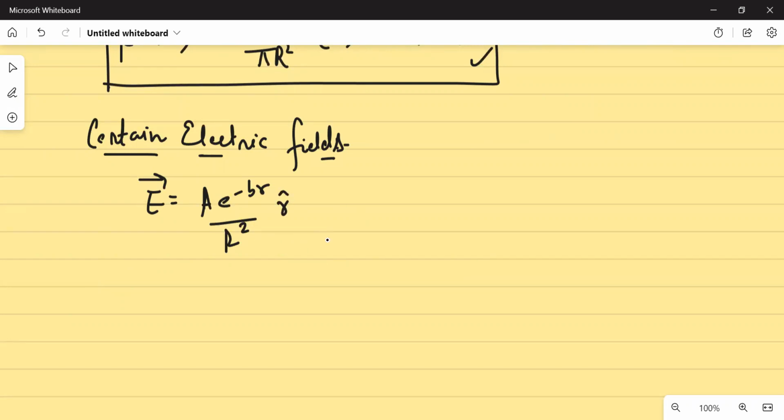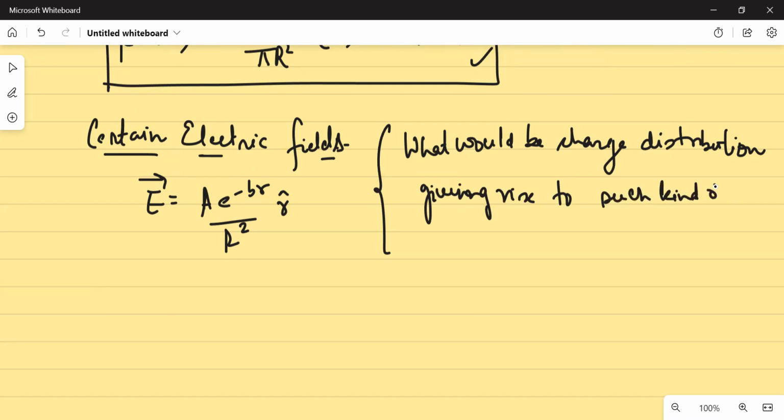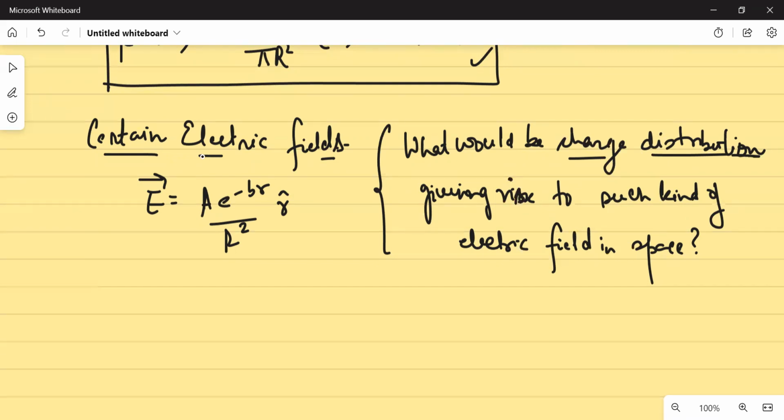So it was like A e to the power minus br upon r square r cap. So if this is your electric field, at times you'll find a question being asked: what would be the charge distribution giving rise to such kind of electric field in space? So if I talk about what kind of charge distribution can give rise to such a field? अच्छा okay, एक और चीज I would explain.